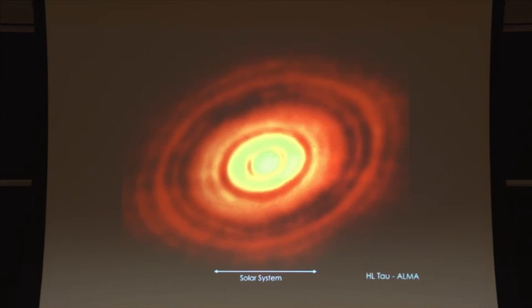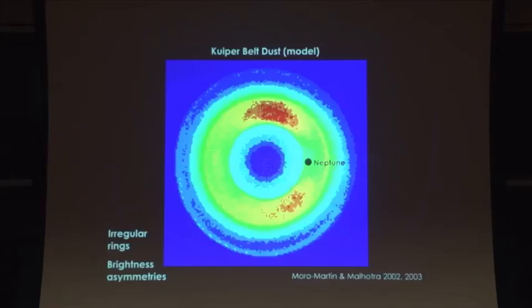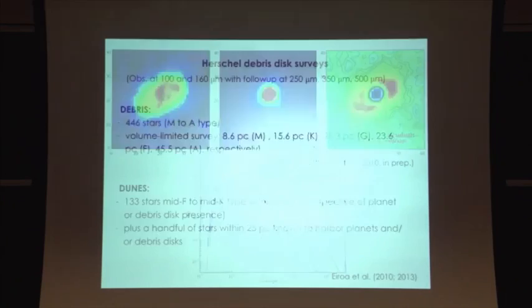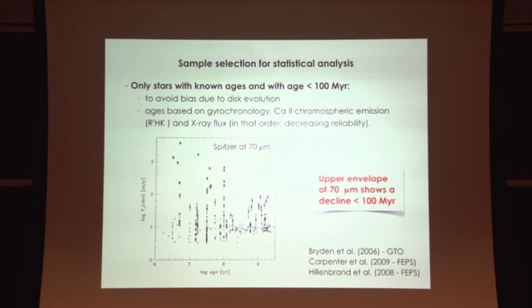For debris disks, we were very excited at the beginning that ALMA would be spectacular, but now we are realizing that the sensitivity might not be good enough to have that type of detection for debris disks. Question: the stars that have no disk, do they actually have no disk, or is the disk still faint? Well, probably they are very faint and we don't see them.